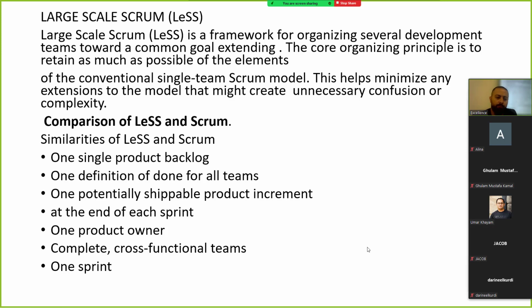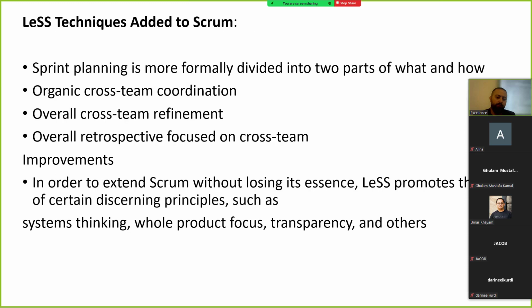So next is the comparison of LeSS and Scrum. First, the similarities between LeSS and Scrum. Both have one single product backlog, one definition of done for all teams, and one potentially shippable product, like we have the same product in both LeSS and Scrum, at the end of each sprint. Also one product owner, complete cross-functional teams, and one sprint.